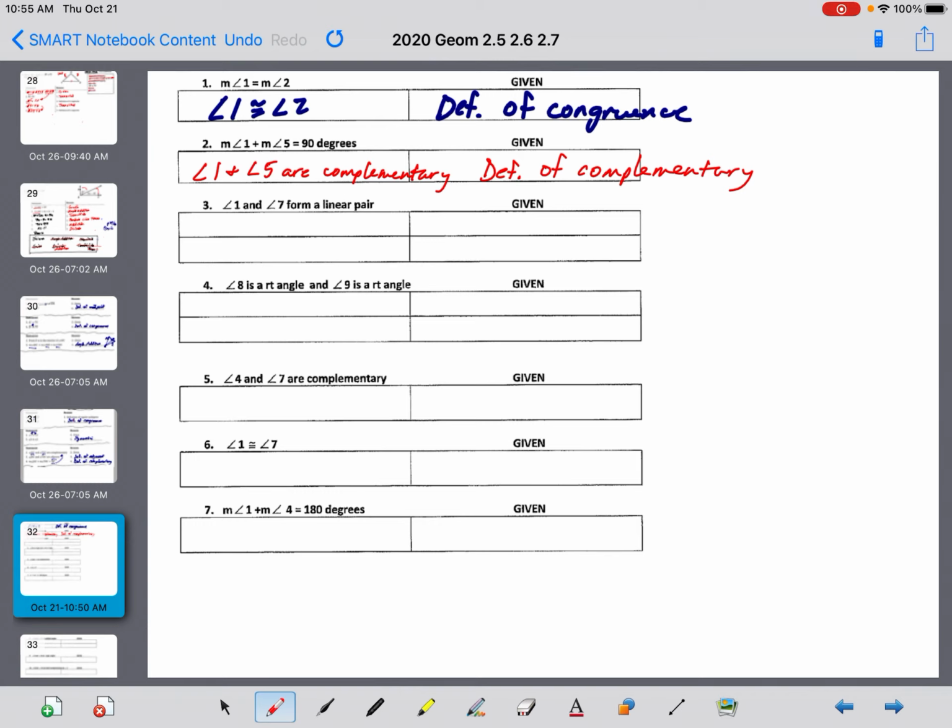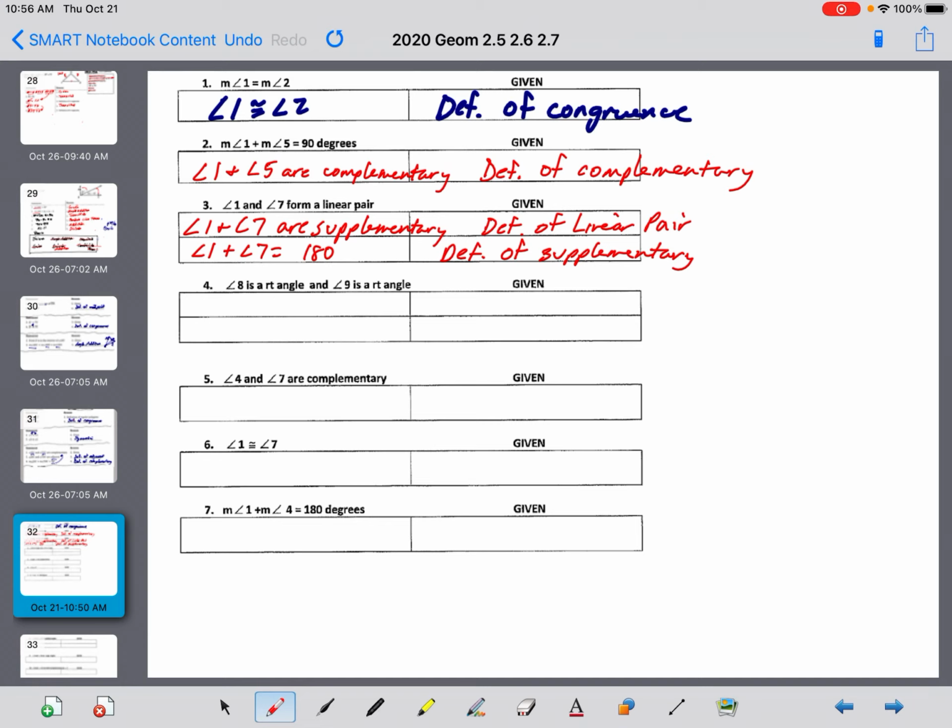All right, two conclusions we can pull off a linear pair. Angle 1 and angle 7 form a linear pair. A couple things we know about linear pairs. We know that linear pairs are supplementary. So angle 1 and angle 7 are supplementary. That's the definition of linear pair. Now, we also know that angle 1 plus angle 7 is equal to 180 by the definition of supplementary. So a couple definition conclusions there. What can we conclude about linear pair? What can we conclude about the word supplementary?